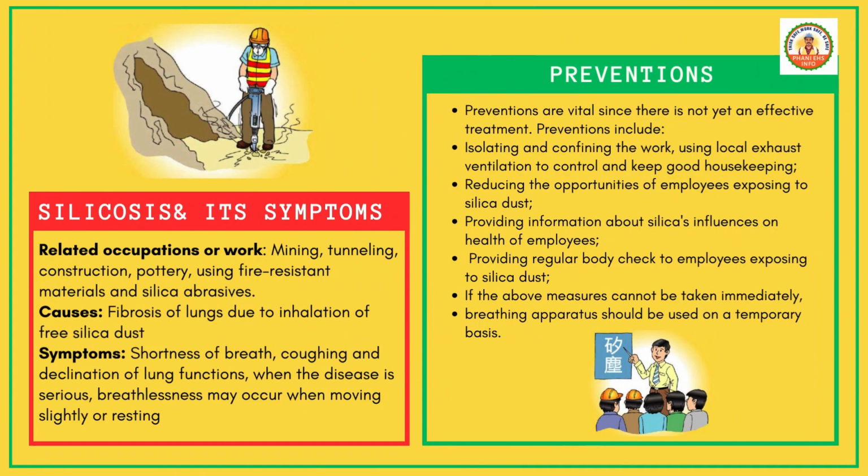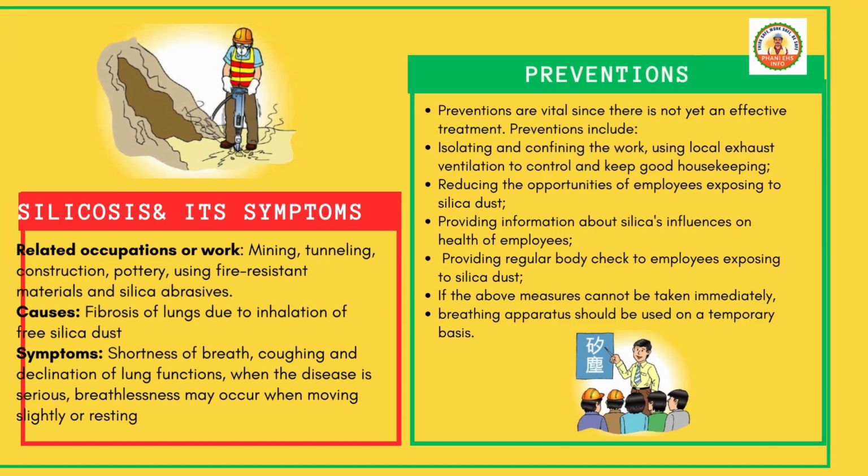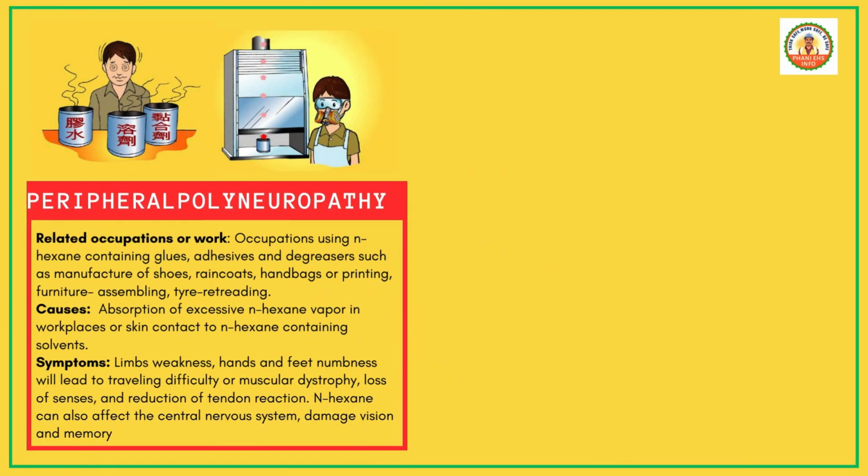Preventions. Prevention is vital since there is not yet an effective treatment. Preventions include isolating and confining the work, using local exhaust ventilation to control dust, and keeping good housekeeping. Reduce the opportunities for employees to be exposed to silica dust. Provide information about silica's influences on the health of employees. Provide regular body checks to employees exposed to silica dust. If the above measures cannot be taken immediately, breathing apparatus should be used on a temporary basis.